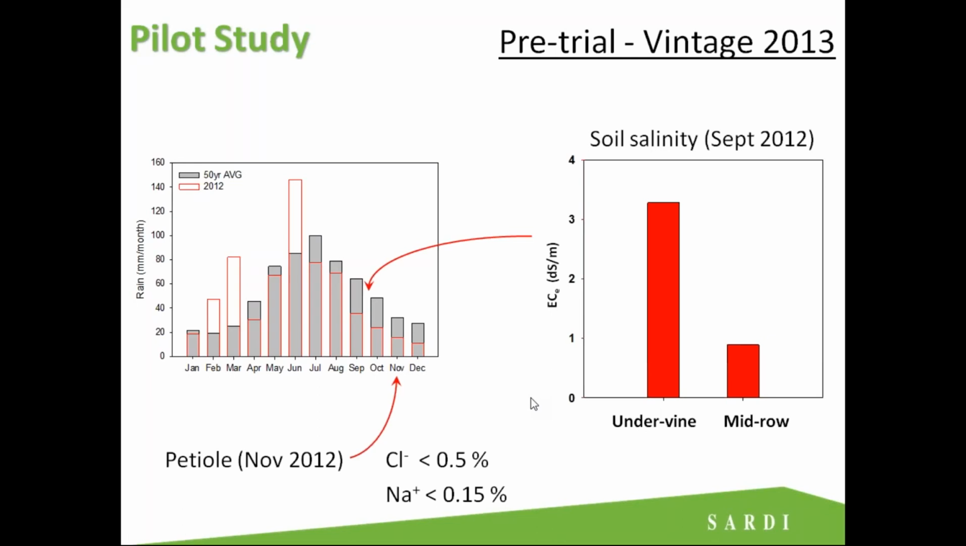Despite that, when we came through to do our pre-trial assessments of the existing conditions, we still found that following the winter rainfall, our undervine soils were in excess of the 2.1 deciSiemens that we had as our yield decline threshold. There was still that trend for undervine to be more saline than midrow. This is also following a very wet June in 2012, far wetter than the 50-year average. And our plant tissue assessments of sodium and chloride were lower than the toxic thresholds, but very similar to those that were measured at the Padthaway trial towards the end of that piece of work.